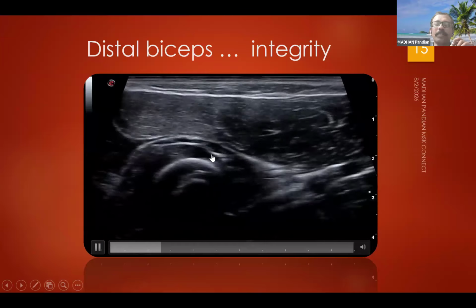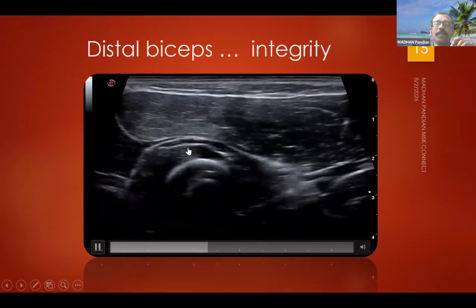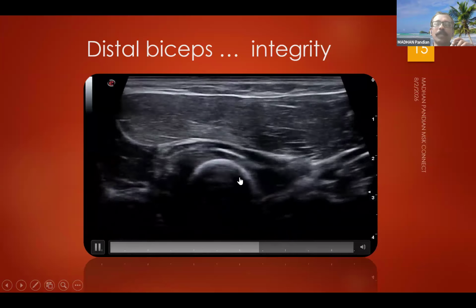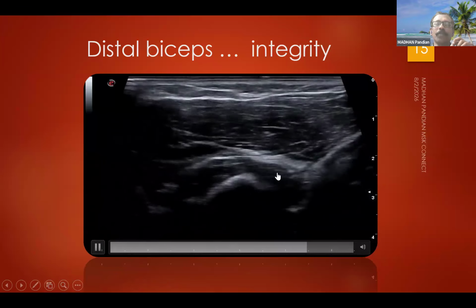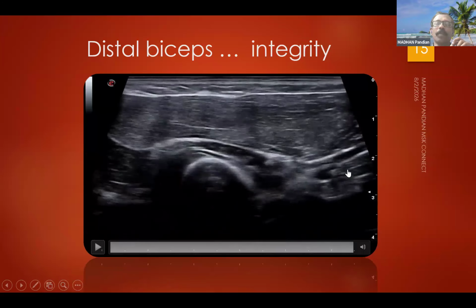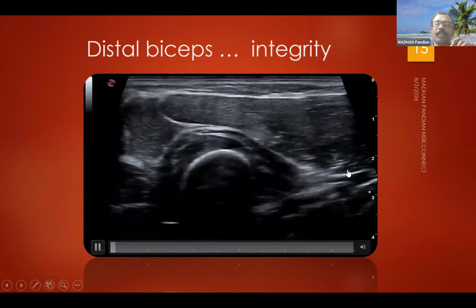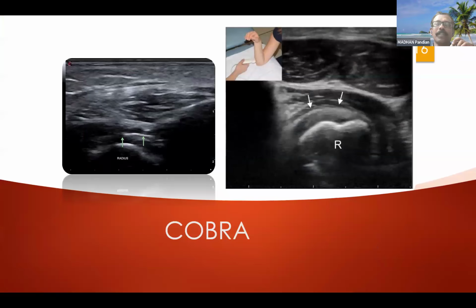See, this is the biceps. This is the biceps here. You can see the supinator, the two heads of the supinator, and this is the radius. You can do a flexion at the elbow, and you can look for the integrity of the long head of the biceps. Right? If you do a proper cobra examination like this, you can see the insertion. That's the right insertion of the distal biceps onto the radial tuberosity.